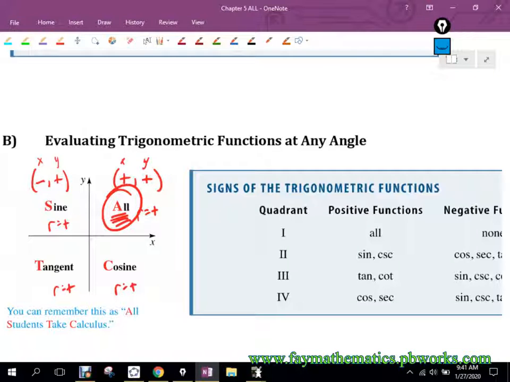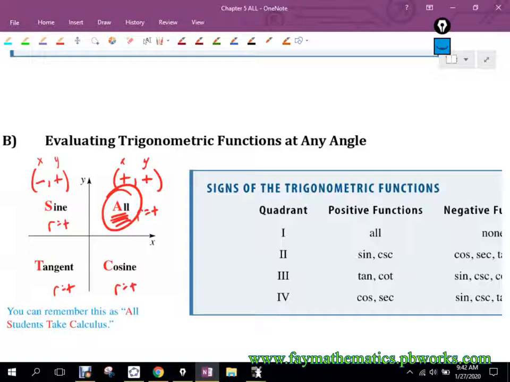Tangent is sine over cosine. You just said sine was positive and cosine was negative, so it's a positive divided by negative. Negative. So tangent is negative. So sine was positive, cosine and tangent were both negative. So cosine's reciprocal secant should be negative, and tangent's reciprocal cotangent should be negative. Sine's reciprocal is positive.